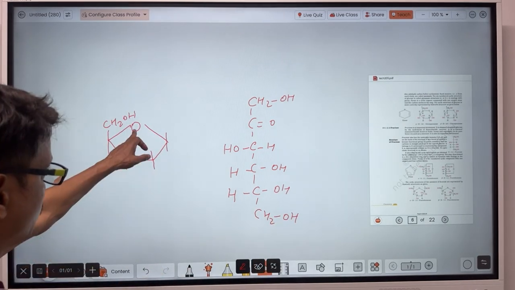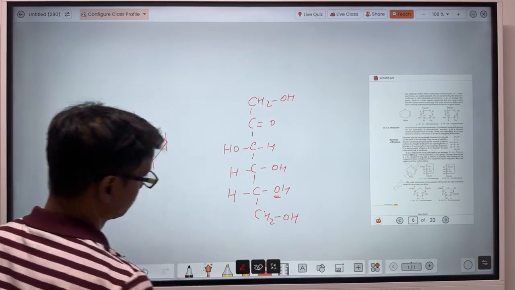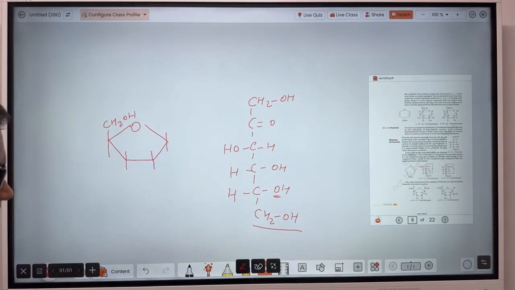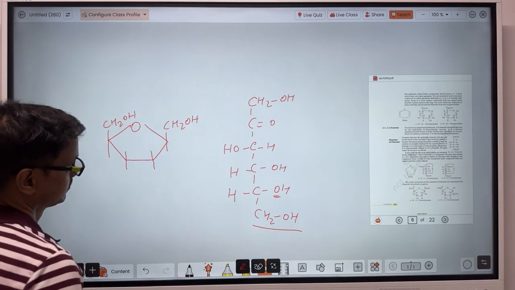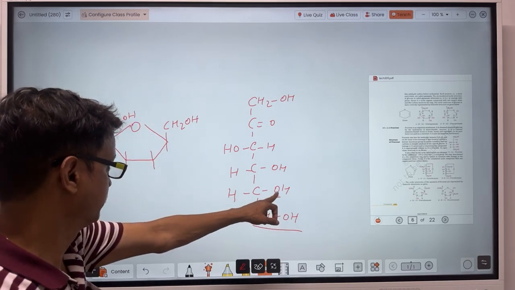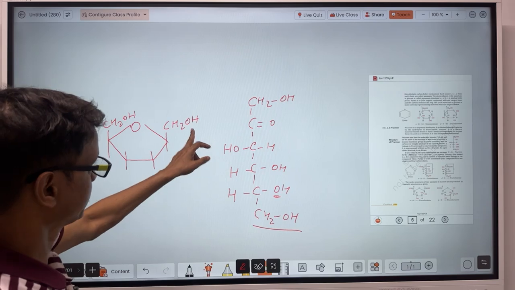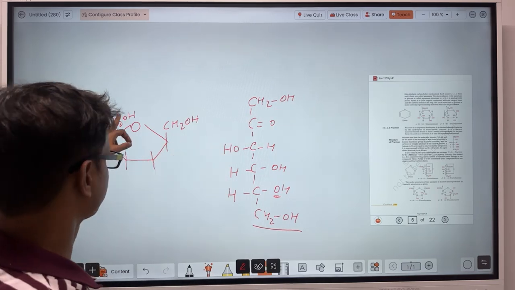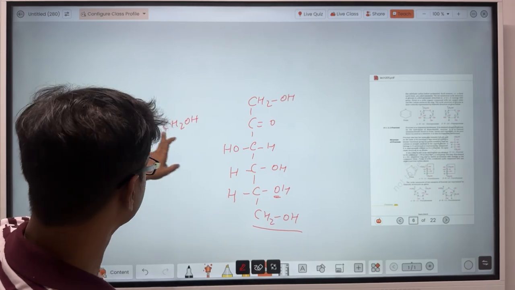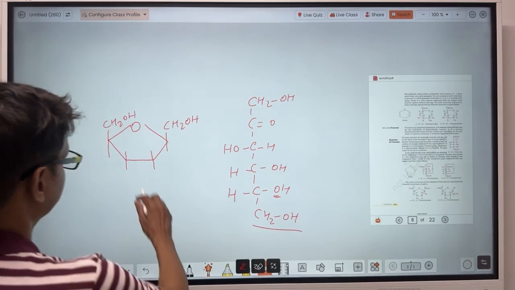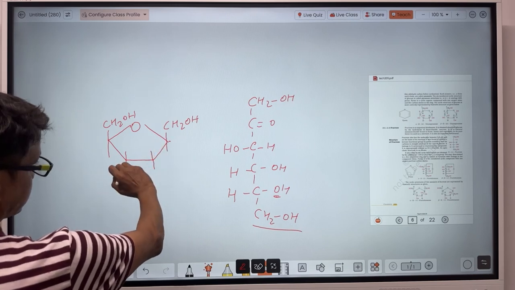So now this is the oxygen here. This is CH2OH. So CH2OH here, draw the structure CH2OH. With this oxygen, there is the first carbon, and there is CH2OH here. Sorry, this CH2OH and this CH2OH here. Then this side oxygen here, first, second.